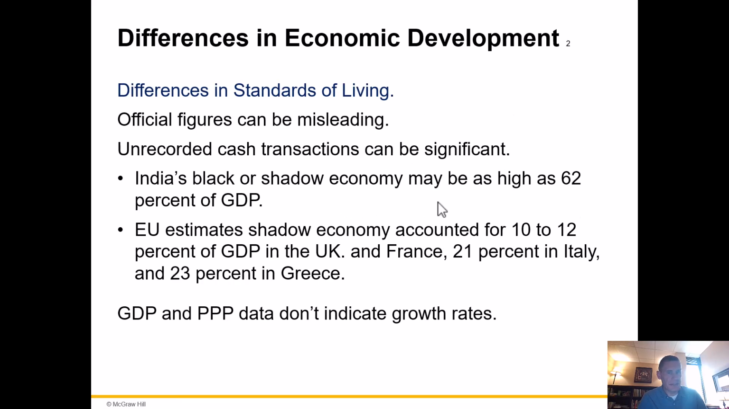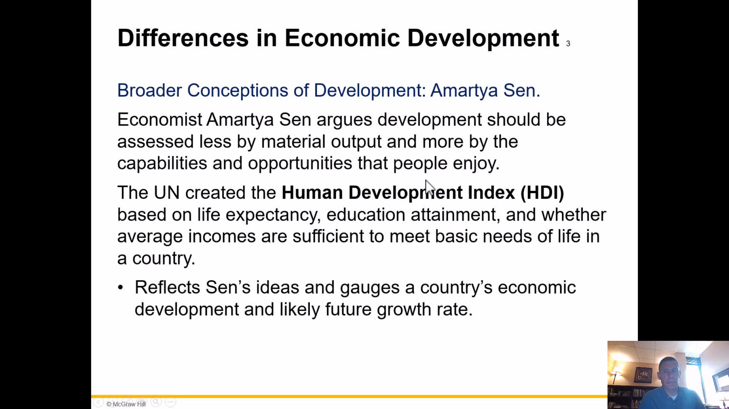Now, with regard to differences in standards of living, official figures can be misleading. The unrecorded cash transactions can be significant in some economies, that's definitely true. Like India's black or shadow economy may be as high as 62% of GDP. EU estimates shadow economy accounted for 10 to 12% of GDP in the UK, 21% in France and Italy, and 23% in Greece. So pretty high, almost a quarter in Greece. And GDP and PPP data cannot and don't indicate growth rates.